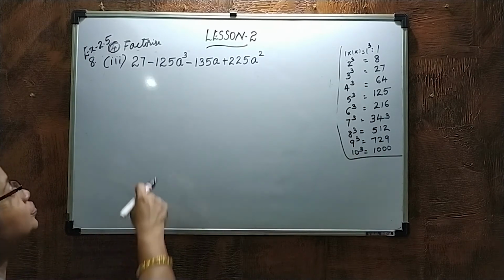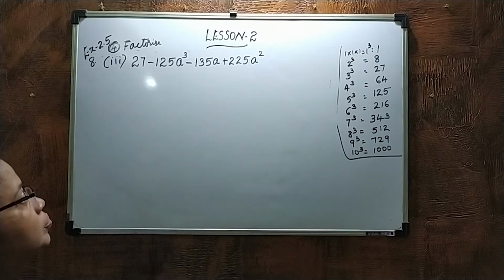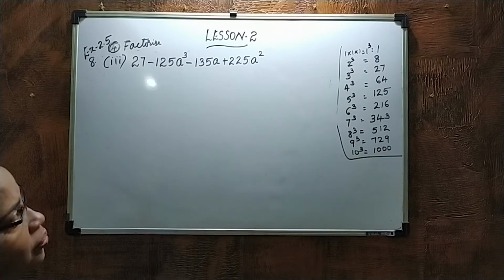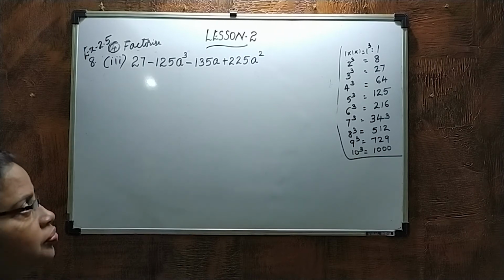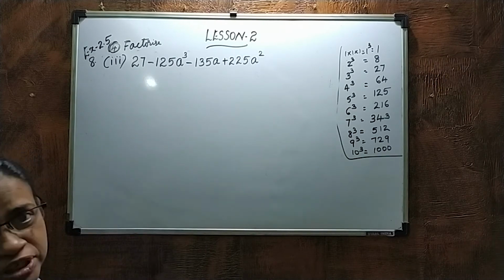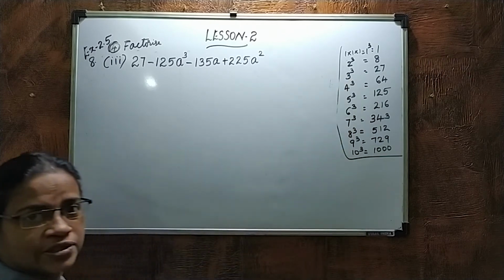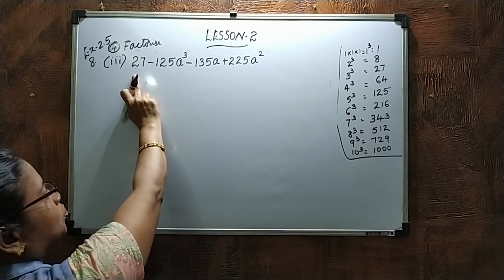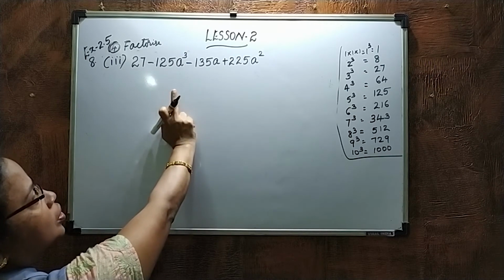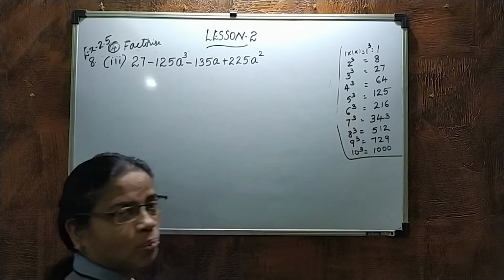Fourth question from the 8th question, third problem. 27 minus 125a cube minus 135a plus 225a square. Same thing, 27 means some cube term that you have to find out. It is 3 cube, right? So it is a cube term, and now look, 125a cube. Here also it is a cube term. 125 means 5 cube.